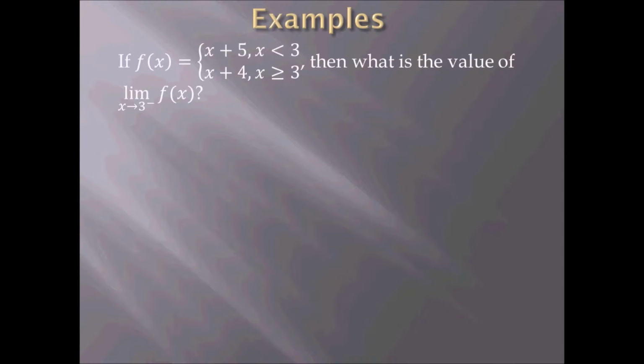So let's go on to our first example. So here we have a piecewise function. If f of x is equal to x plus 5 if x is less than 3, and x plus 4 if x is greater than or equal to 3, then what's the value of the limit of f of x as x approaches 3 negative?